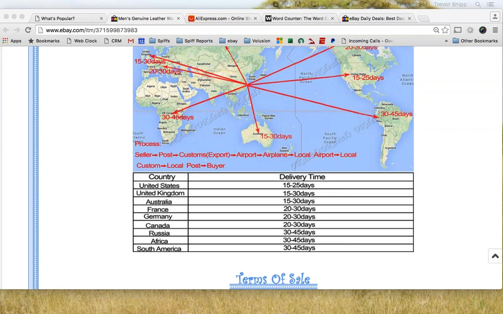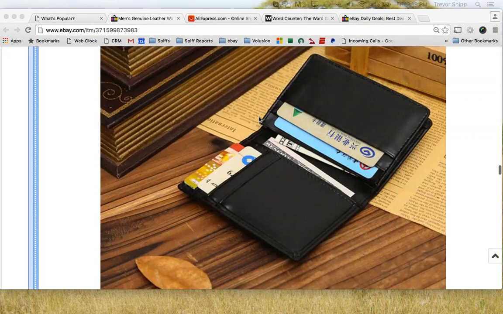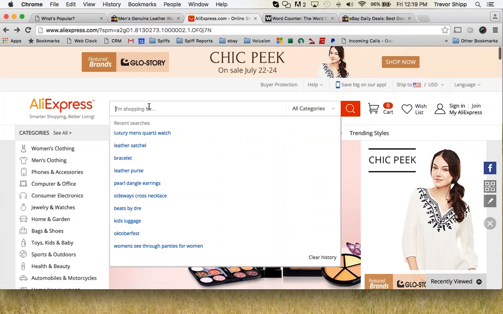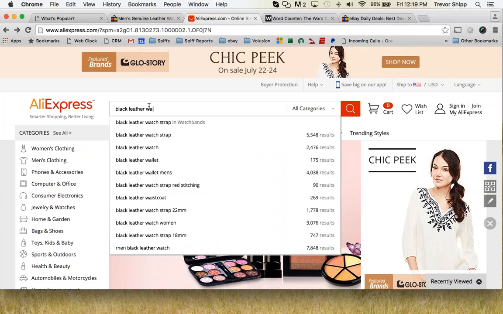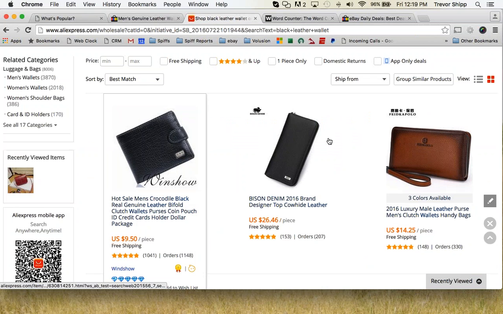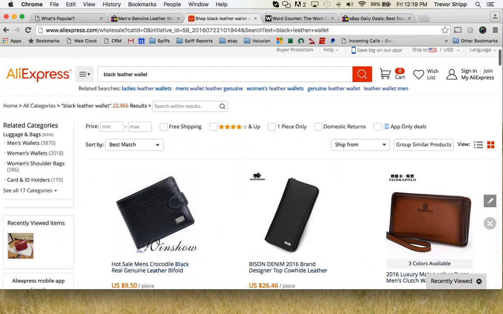And so, therefore, if I were able to find this same black leather wallet and I had it stocked here in America, either I was shipping it or I had a supplier shipping it, I could command a much higher price than $3.50. So if I'm looking to maybe carry some of this inventory myself, I might hop onto AliExpress, type in black leather wallet, and do a search.